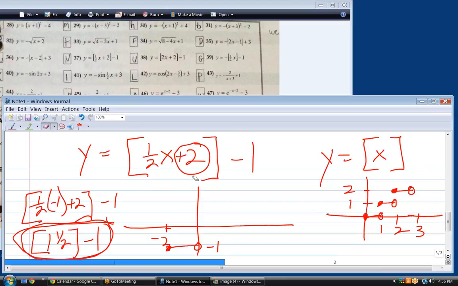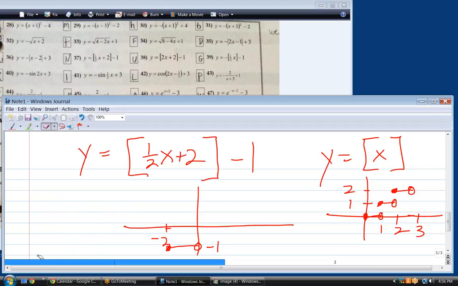So we've done something wrong. And what could it be? Well, my guess is we need to factor this 1/2 out. That's why these greatest integer functions are so hard.